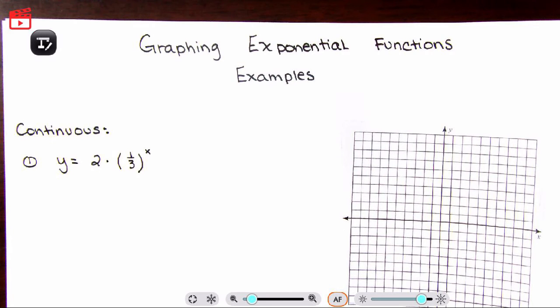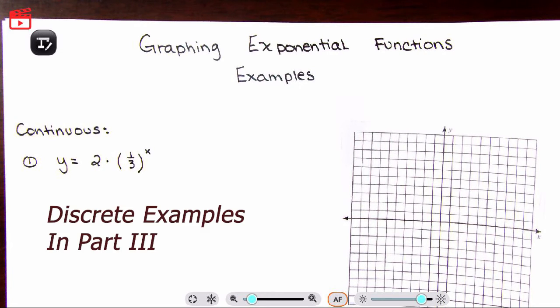I'm going to show you 2 examples for a continuous exponential function, and I'm going to show you an example for a discrete exponential function. I'm actually going to show you 2 examples per continuous and discrete.